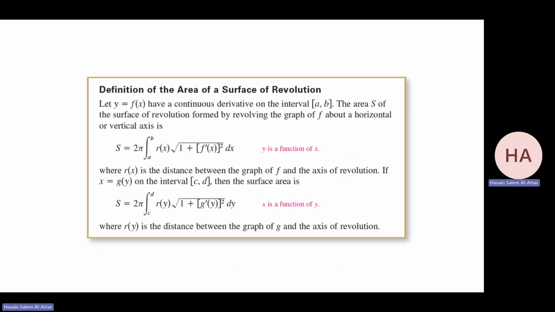Now, what is the definition of the area of the surface of revolution? You have a continuous function over a closed interval. The area of the surface for revolving the graph about the horizontal or vertical axis is this: r of x times this. This one, if you remember, is the same one we did for the arc length, where y is a function of x in this case. If x is a function of y, I have r of y, this. Be careful, what is r of x? R of x is the distance between the graph of f and the axis of revolution. The same thing: r of y is the distance between the graph of g, because now we have x equal g of y, and the axis of revolution.